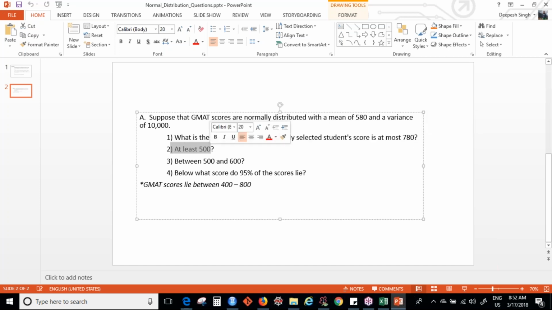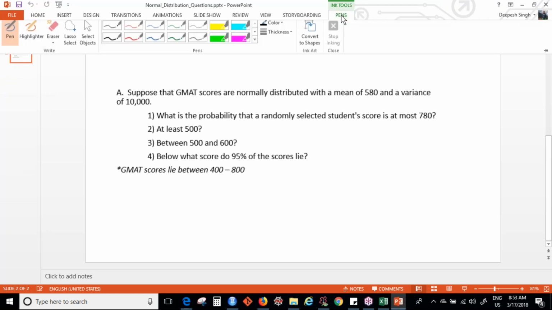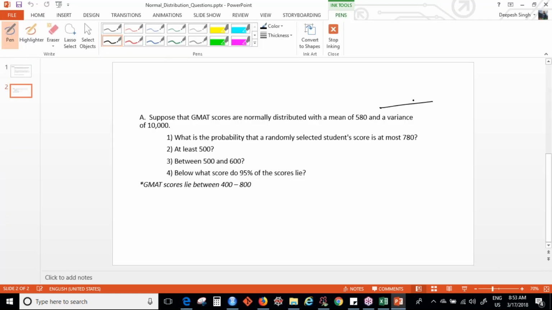At least 500. So 500 is less than 580. So that means your z-score will be negative. You are on the left hand side of your average. Okay, so if you go on the left hand side of your average, your z-score becomes negative. So this is your average, which is 580. So this is the second question. At least 500 means 500 will obviously be on the left hand side of 580. So it's on the left hand side, so your z-score becomes negative. Okay, this side it's negative, this side it's positive.